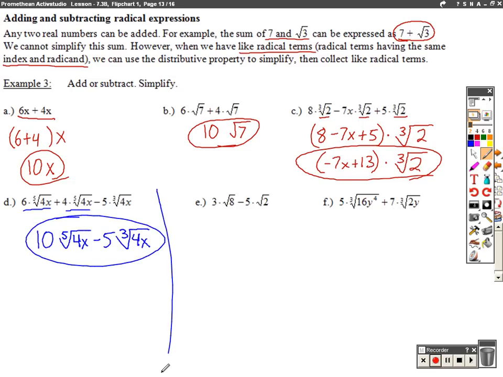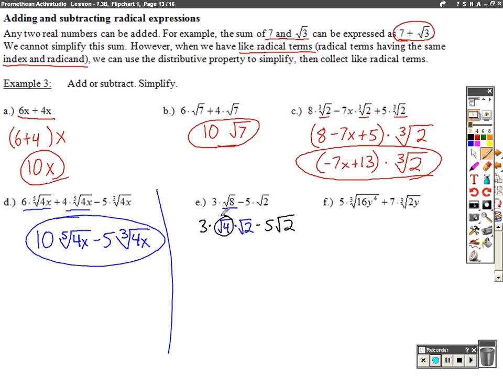Now letters E and F are a little different. They're a little bit tougher because it may appear as though you can't do anything because you don't have like radicals because the radicands are different, 8 and 2. However, square root of 8 simplifies. As we've seen in previous sections, you can either use your factor tree method or find the largest perfect square that goes into it, which is 4, 2 times. And everything else can stay the same. So 3 times minus 5 times the square root of 2. 3 times the square root of 4.